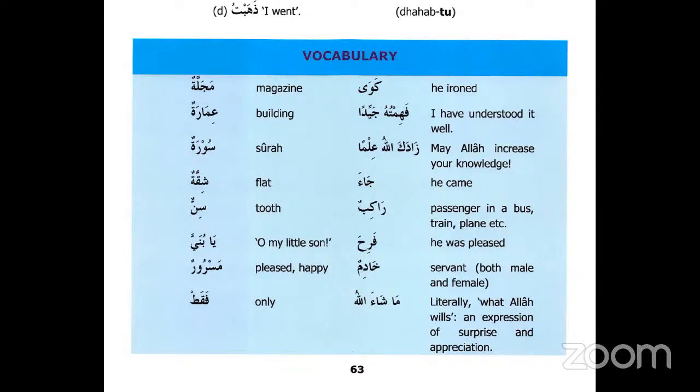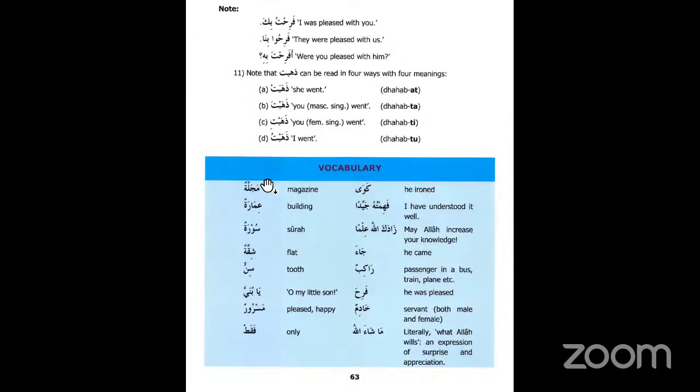Rakibun, passenger in a bus, train, plane, etc. Ya bunayya, oh my little son. Fariha, he was pleased. Masrurun, pleased, happy. Khadimun, servant, both male and female. Fakat, only. MashaAllah, literally what Allah wills, an expression of surprise and appreciation. Excellent.